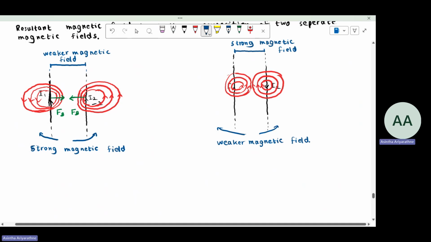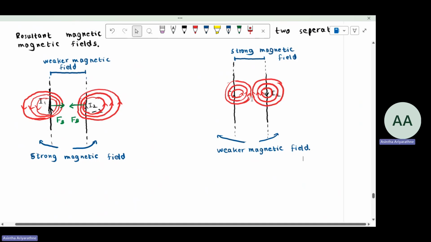Then as a result of that, what would happen? So in the middle it is stronger, on the two ends it is weaker. So there would occur repulsive magnetic forces on the two conductors.